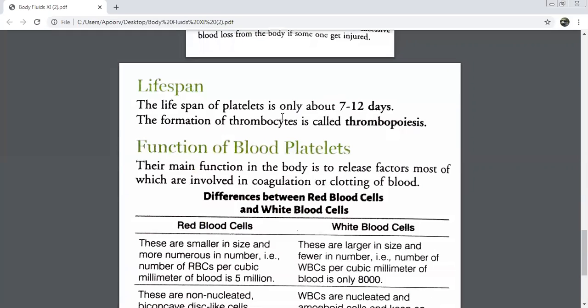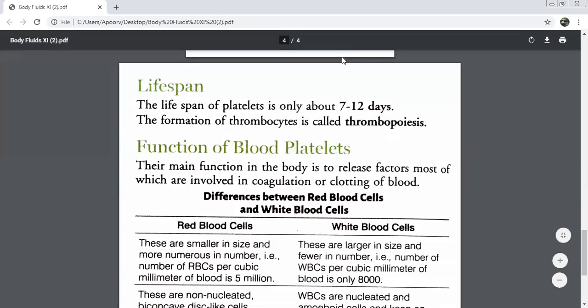The lifespan of platelets is only about 7 to 12 days. Did we discuss hemophilia that day a bit? A blood clotting disorder. Yes, ma'am. The lifespan of platelets is only about 7 to 12 days. The formation of thrombocytes is also called thrombopoiesis.